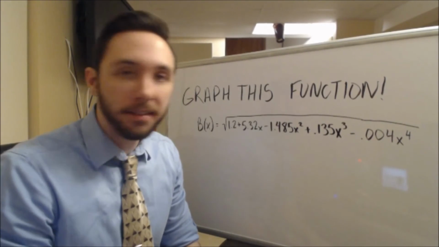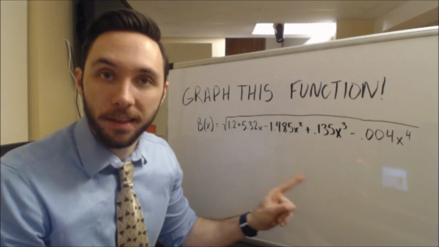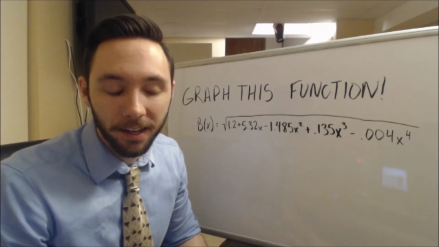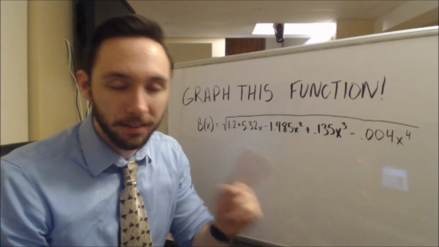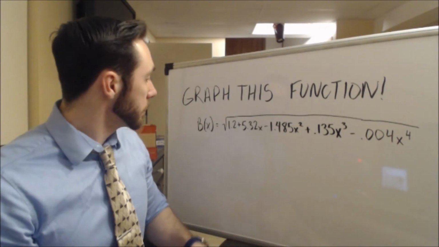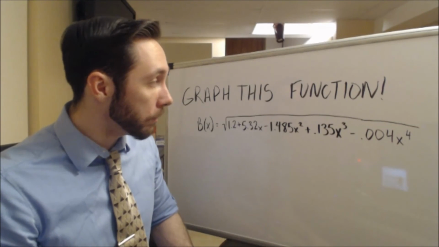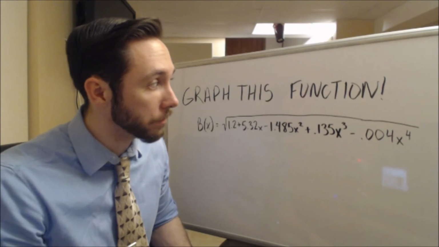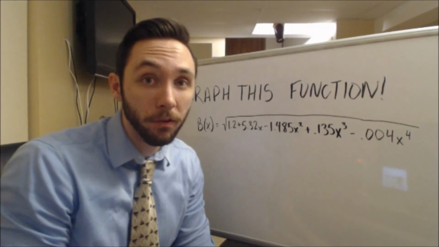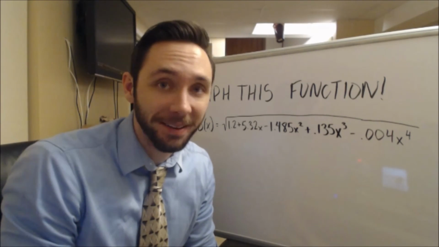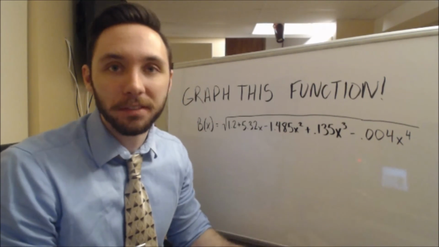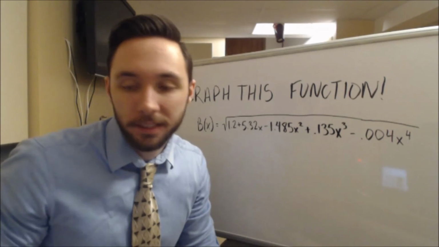Okay, last fun fact. Graph this function. I'll graph it for you actually in the next little bit. But it reads b of x is equal to the square root of 1.2 plus 5.32x minus 1.485x squared plus 0.135x cubed minus 0.004x to the fourth. Okay, that was a lot. But if we graph this thing, something fun will emerge. I'm going to show you right now.